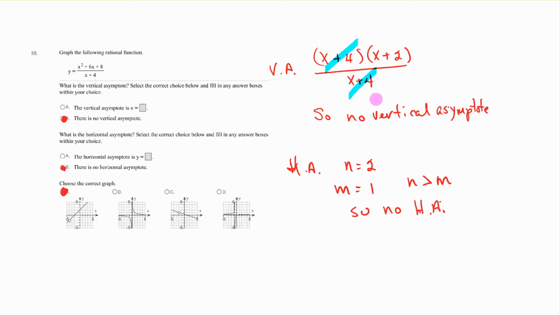That would be important. For the horizontal asymptote, the degree on the top is 2. The bottom is 1. Since n is greater, we have no horizontal asymptote. And you end up getting this straight line that happens to have a hole where x is negative 4. We call that a discontinuity, but it's a removable one because we could factor that and cancel 1 out.